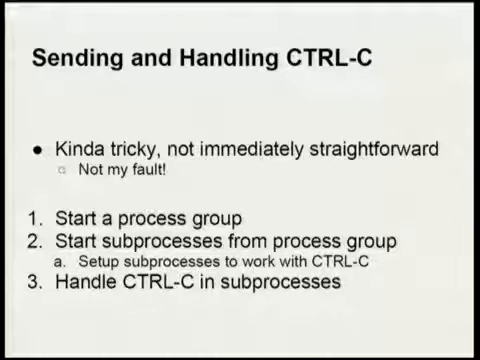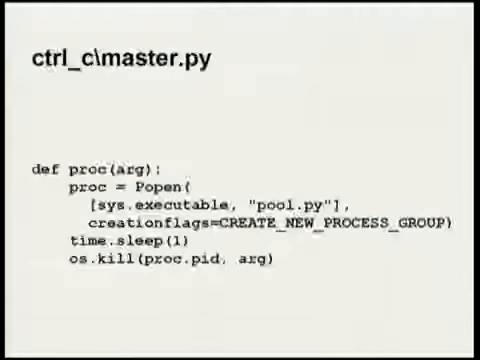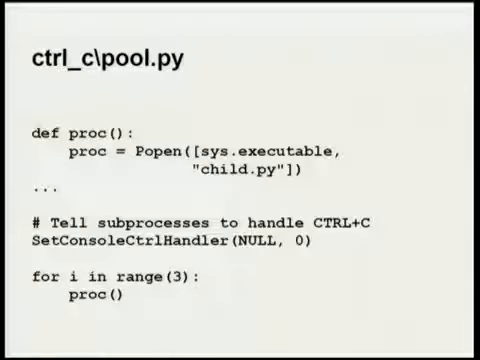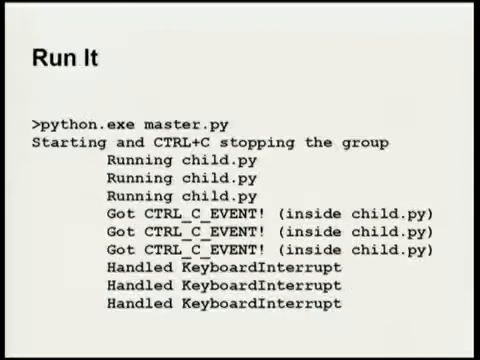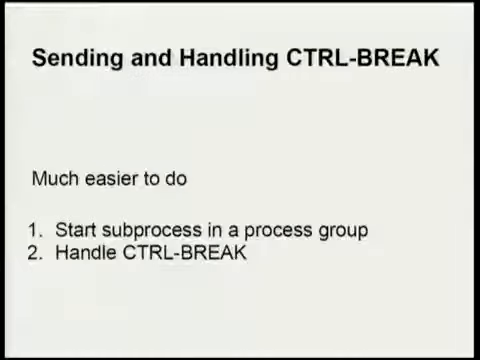If you were to farm your stuff out, I believe this works via multiprocessing as well, to farm stuff out to processes, you can make sure everything shuts down nice and clean. Just have a simple little script. There's a master that starts up a pool, that starts up the subprocesses, and then the children handle these Control-C signals and return if they handle it properly. If you run it, you would see that I started up 3 children. It waits for a second. They handle the events, and then they pass back. They handle the keyboard interrupt.